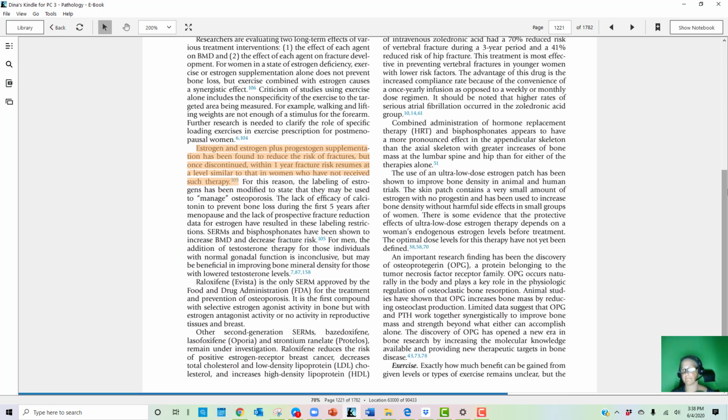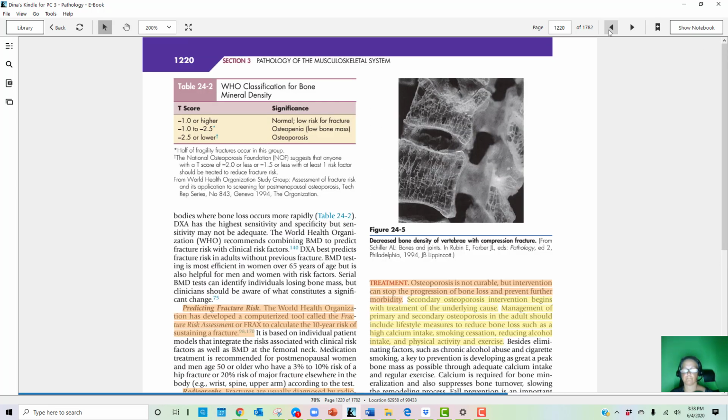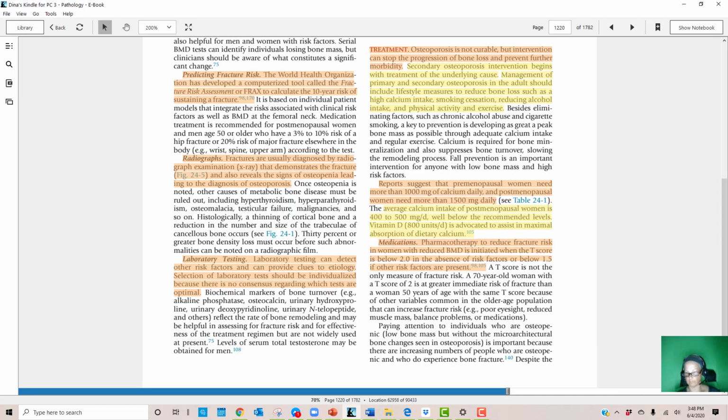30% or greater bone density loss must occur before such abnormalities can be noted on a radiographic film. Laboratory testing can detect other risk factors and can provide clues to treatment. Osteoporosis is not curable, but intervention can stop the progression of bone loss and prevent further morbidity.